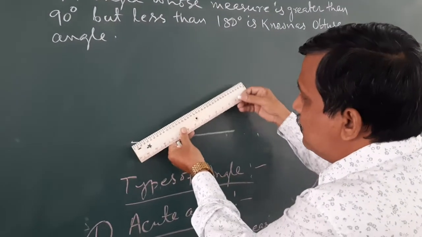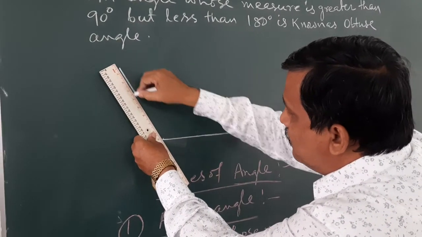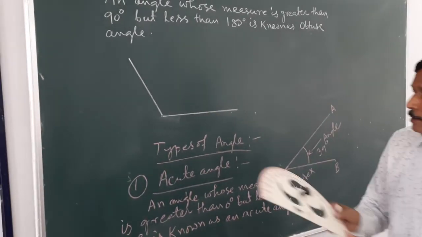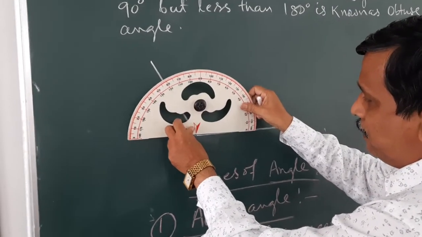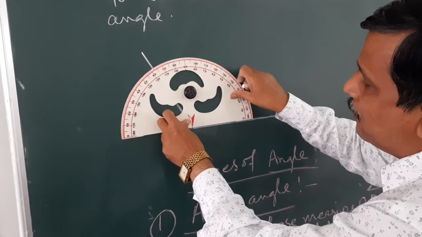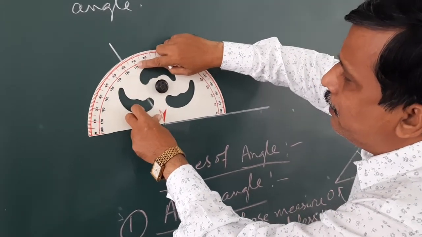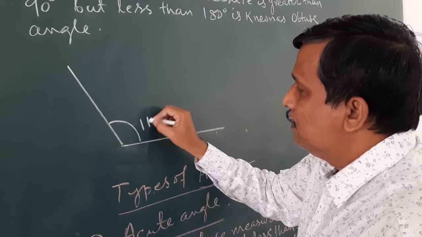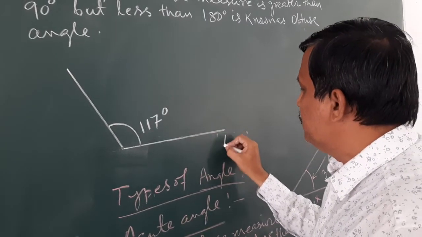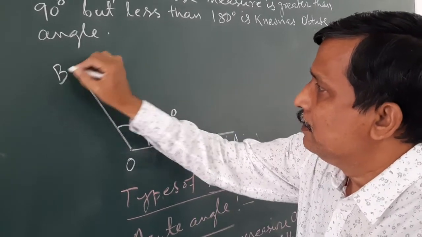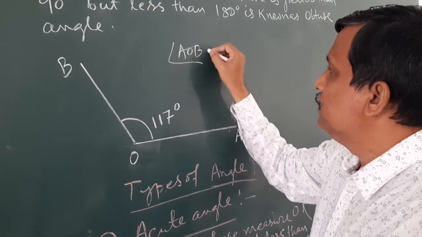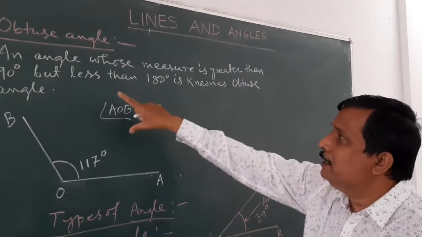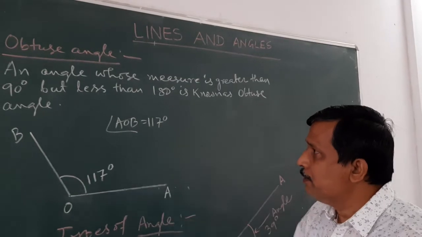This is the length, and now here you see this angle will be measured with the help of your protractor. I have told you about the measurement. This line will coincide with this line, and now this is 100, 110, 105, 117. So this angle is 117 degrees. Suppose you name it AOB. So here AOB is 117 degrees. What I have written here is that it should be greater than 90 but less than 180. Therefore AOB is your obtuse angle.